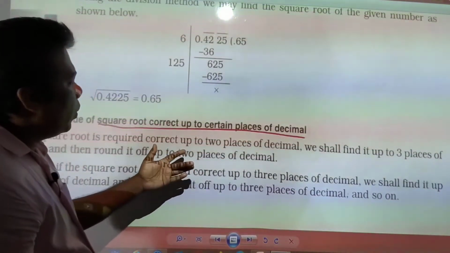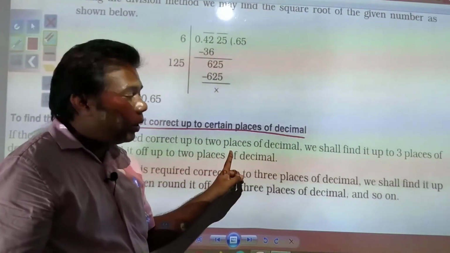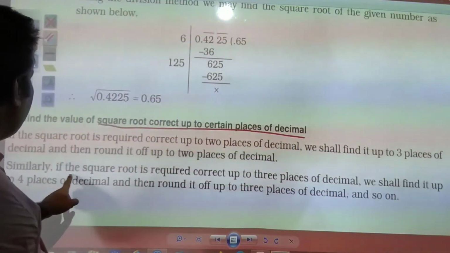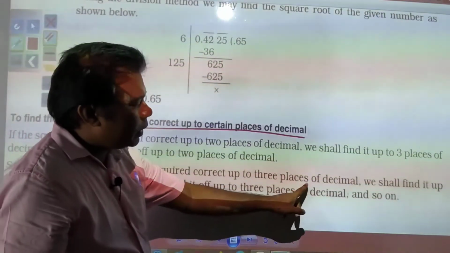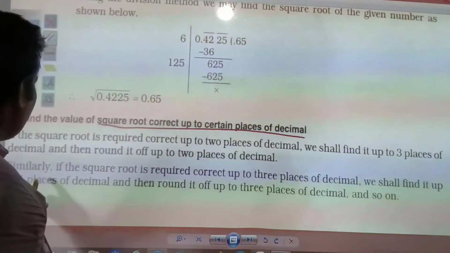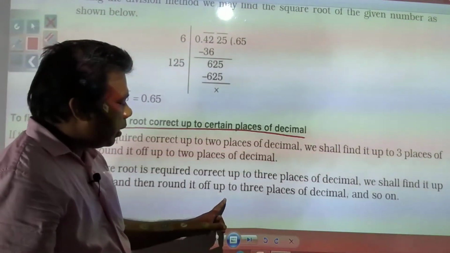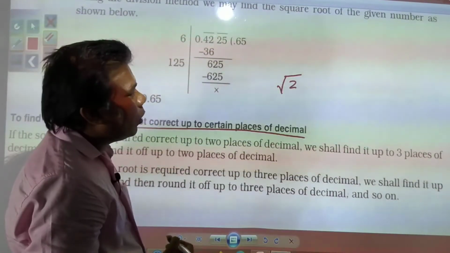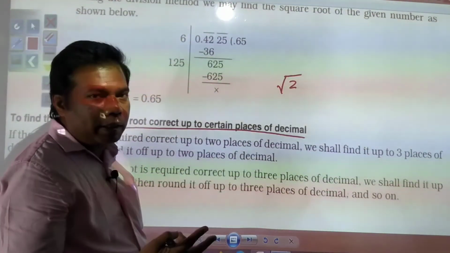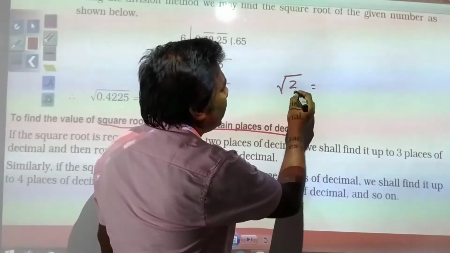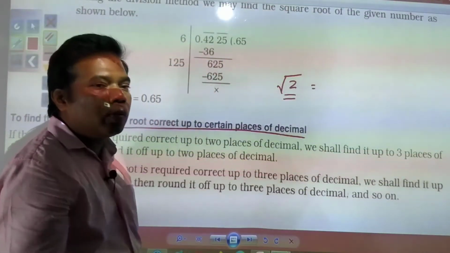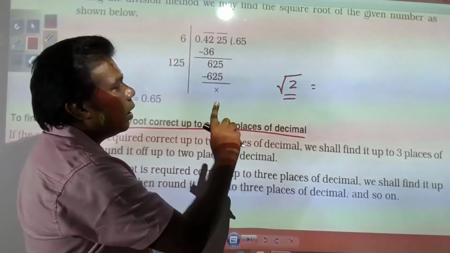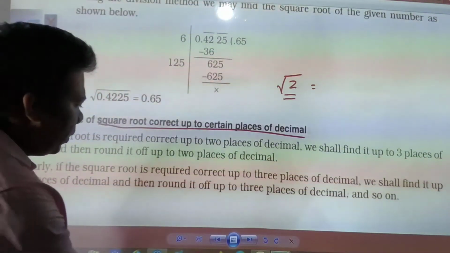If you need to find out up to 2 places, then what you need to do, up to 3 places you find out and then you round off. Similarly, if the square root is required correct up to 3 places of decimal, we shall find it up to 4 places of decimal and then round it off up to 3 places of decimal, and so on. Correct square root of 2 up to 2 places of decimal, then what we need to do, we need to find out the square root up to 3 places and then we need to round off and we will get up to 2 places. Like that we need to do.